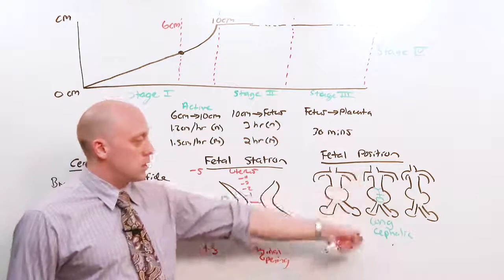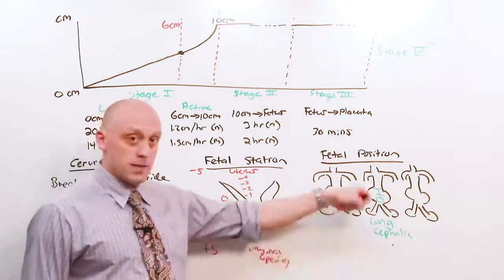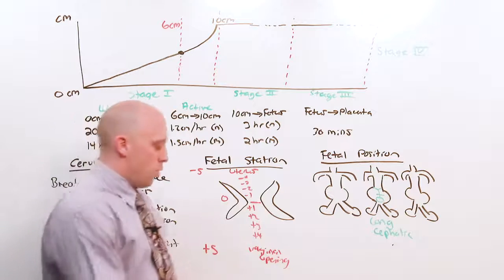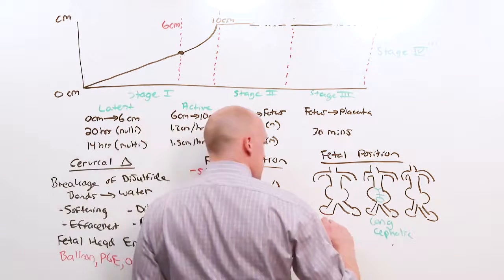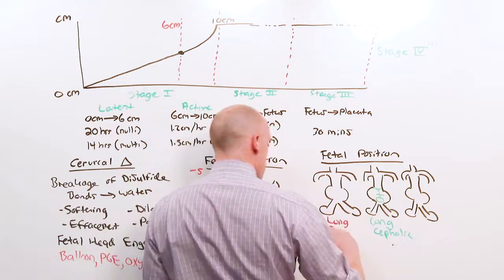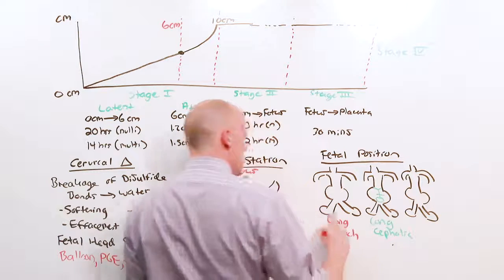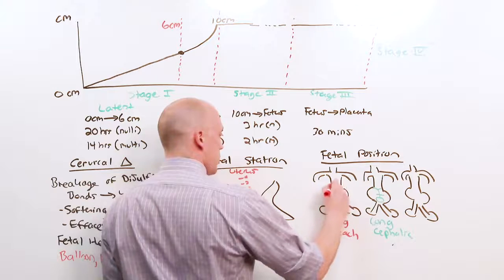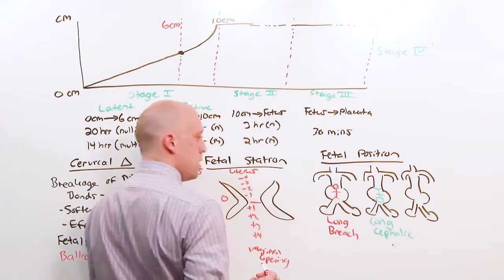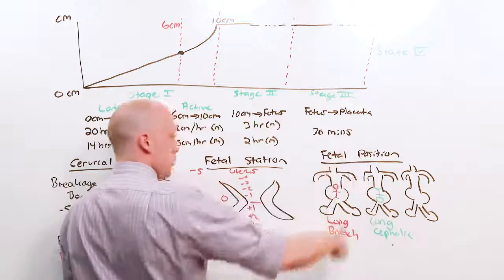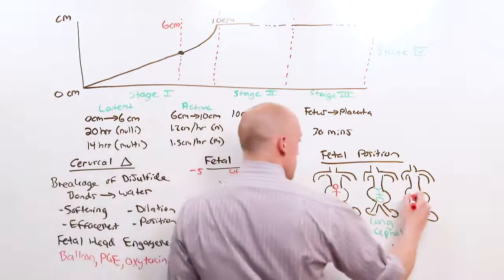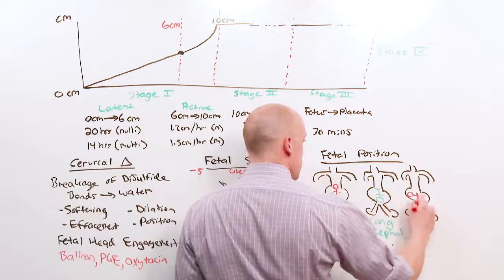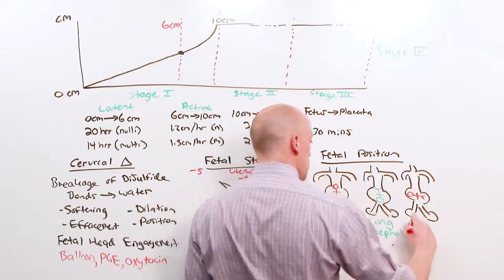Longitudinal means in alignment with mom. Cephalic means head first. One type of breech birth would be a longitudinal breech birth. Longitudinal, axial skeleton is in alignment, but the head is in the wrong direction. And then if you're not in line with mom's axial skeleton, instead you're perpendicular, this is called transverse.